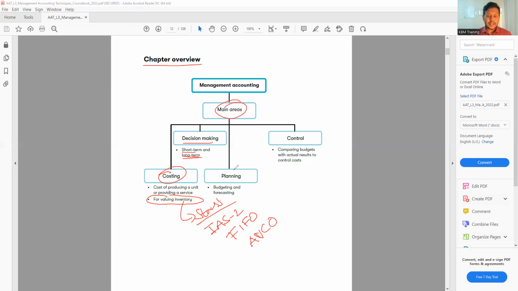Then you have planning. This is also the responsibility of the management accountant. So they do the planning, budgeting, and forecasting. Forecasting means making a plan for the future. We call it forecasting. Then you have control.